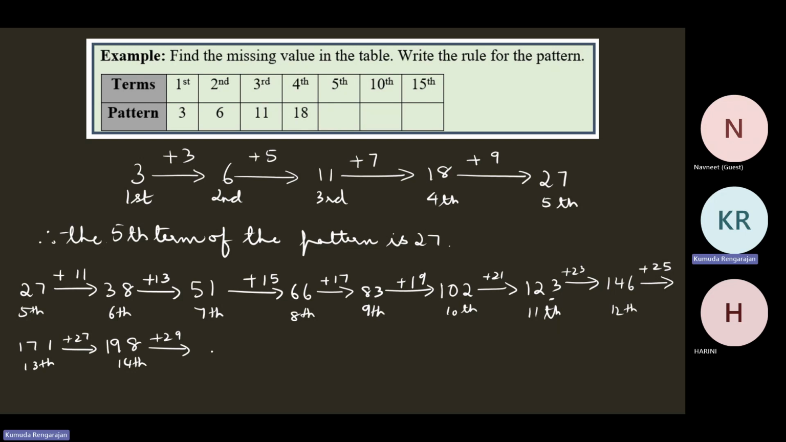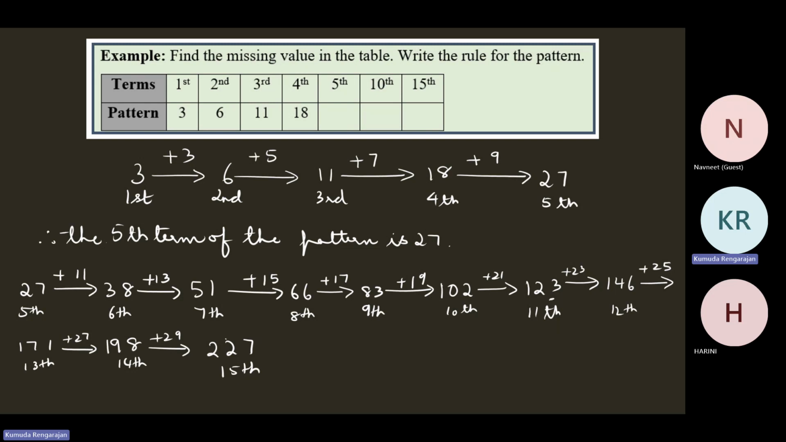Yeah, what's the final answer? So now we are getting the 15th term. What is it? 31, ma'am. No. What's the 15th term now when you add 198 plus 29? 227. This is the 15th term. Yes, ma'am, I got that. Yeah, the 15th term is 227.